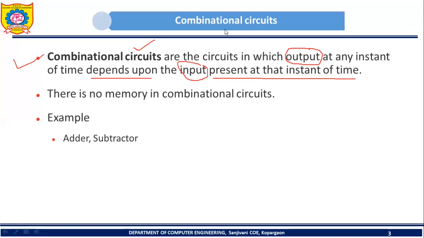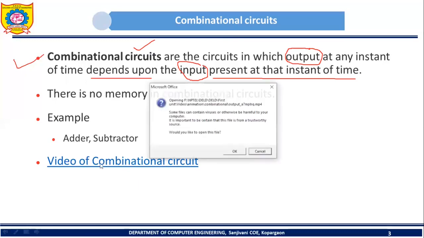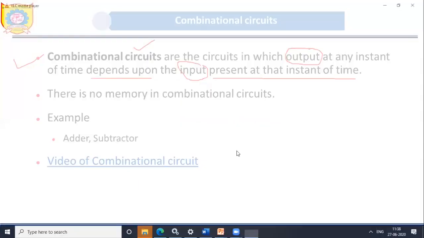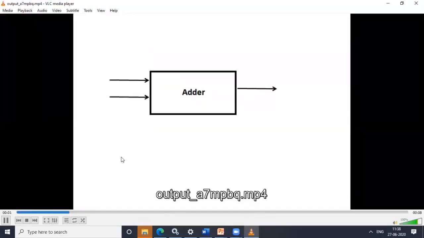Now let's try to understand this combinational circuit with the help of one video. Just go through this video. So see what you can see here. So here you can see one adder, right? So I told you that adder is a combinational circuit. So what it will do, it will perform addition of two numbers. So let's assume that these are two inputs. Then adder will perform addition of these two inputs and one output will be generated.